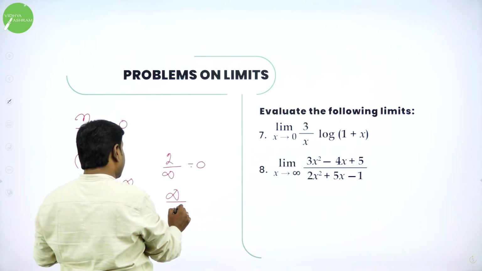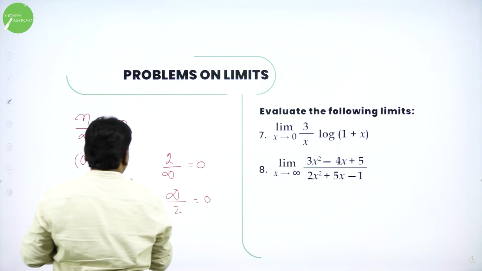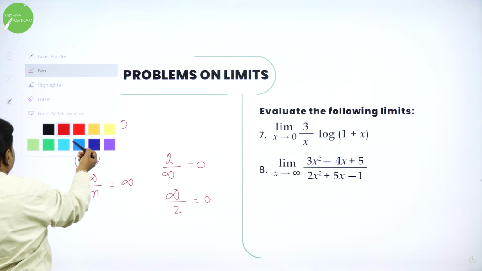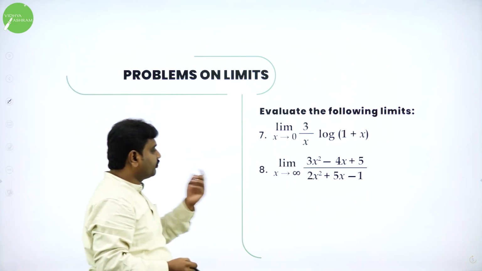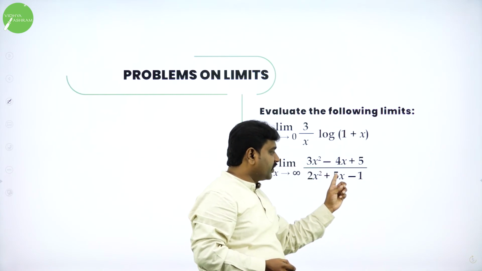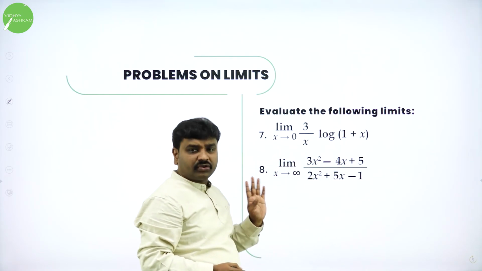If I get infinity by 2, it is what? 0. Now the 8th problem is pretty interesting. I will give the shortcut also for that. So now let me solve the 8th problem. So (3x² − 4x + 5)/(2x² + 5x − 1), and x is tending to infinity.